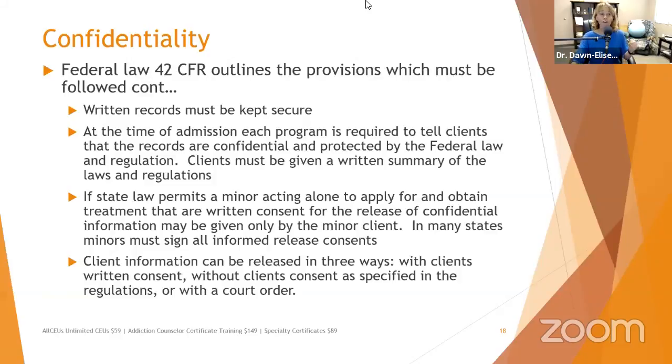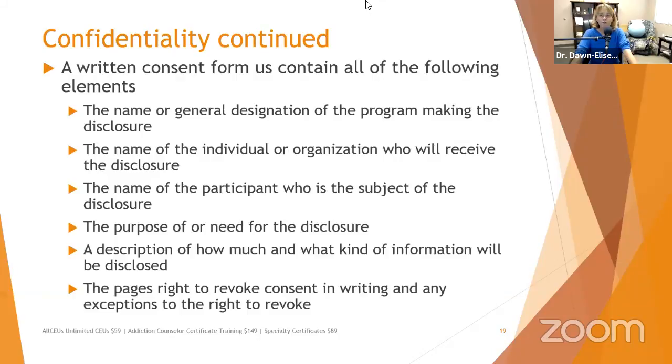And court orders are generally very specific about what needs to be released. A written consent form contains all of the following elements, and this is really important. Has to have all of the elements: the name or general designation of the program making the disclosure, the name of the individual or organization who will receive the disclosure, the name of the participant who is the subject of the disclosure, the purpose or need for the disclosure, a description of how much and what kind of information will be disclosed, the patient's right to revoke consent in writing, and any exceptions to the right to revoke.